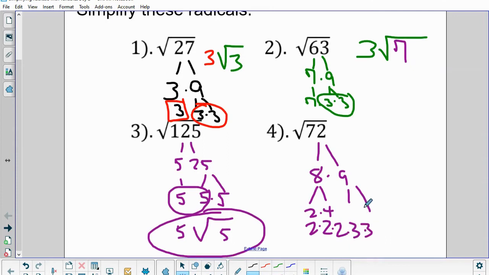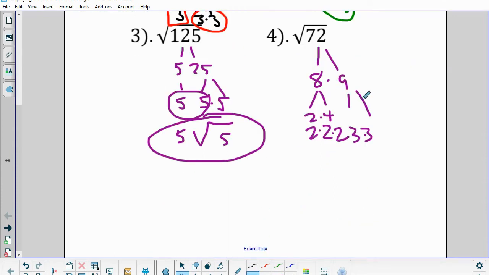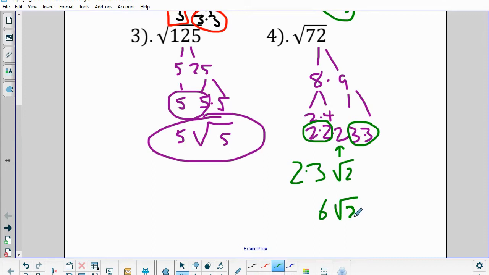Okay, so if we're going to do what we just mentioned, we've got to circle every pair of factors that show up in the bottom here. So there's a couple of 2's, there's a couple of 3's. So I'm going to take a 2 out and a 3 out of the radical sign, put it out in front, and all I have left is this 2 right here, so that's going to be the square root of 2. And now you end up with 2 times 3, which is 6, times the square root of 2. And that is our final answer.